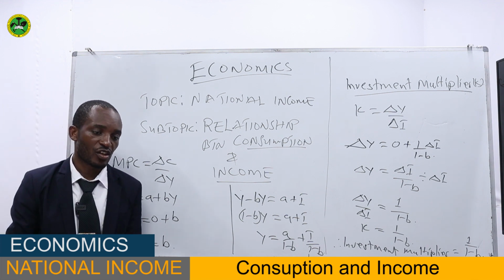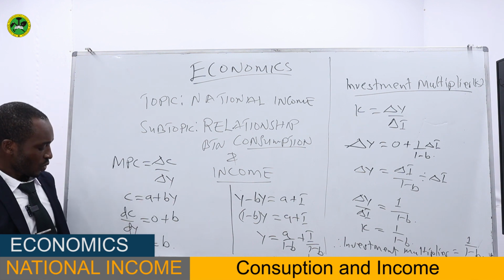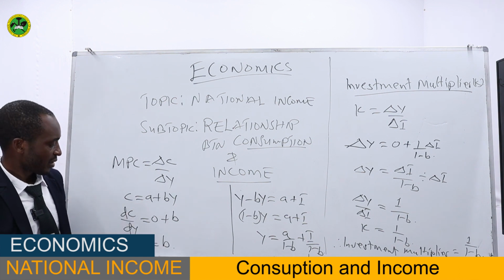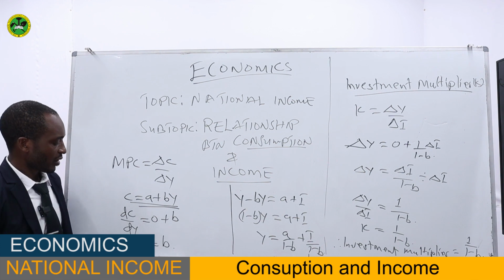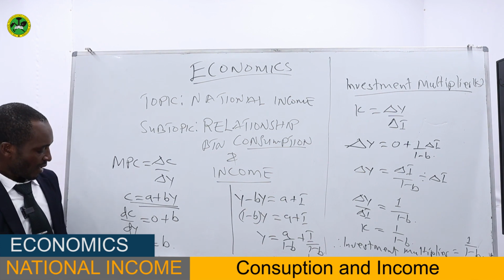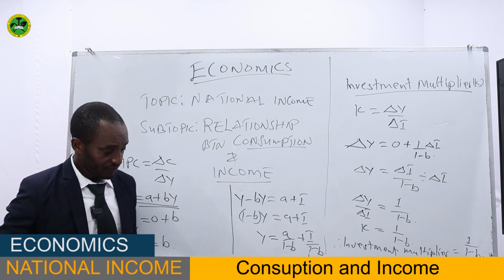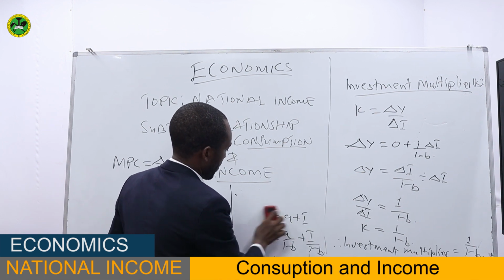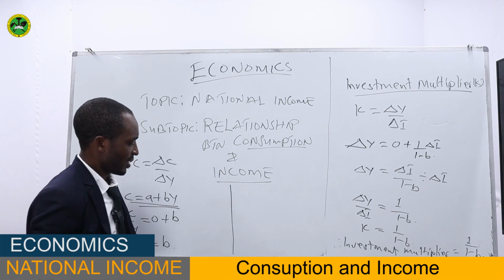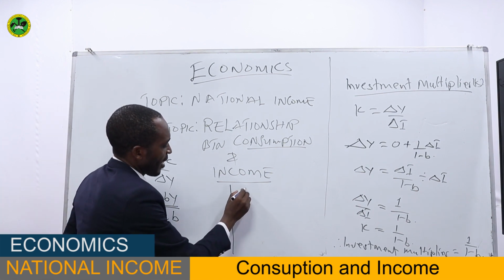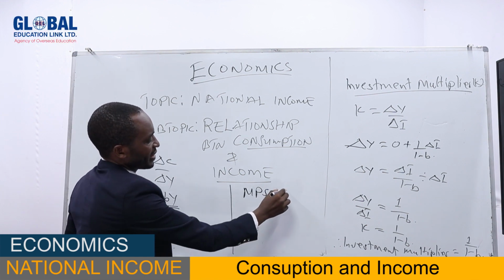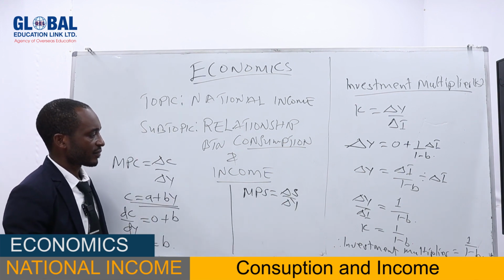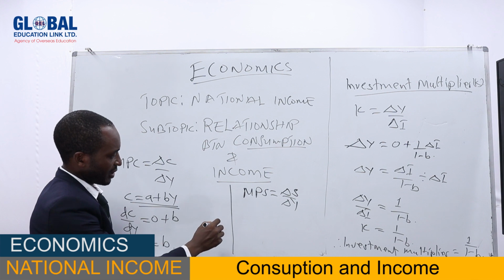Now if we are asked to find the marginal propensity to consume, you will take the value of B in the consumption equation or in the consumption function. Again, let us find the MPS. MPS, we said, is change in S over change in Y.